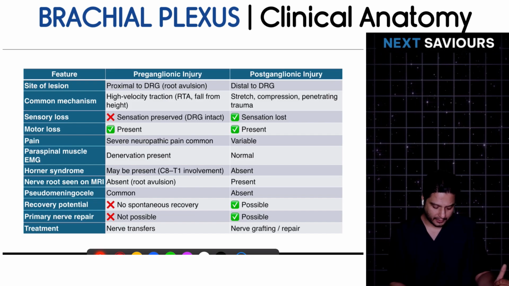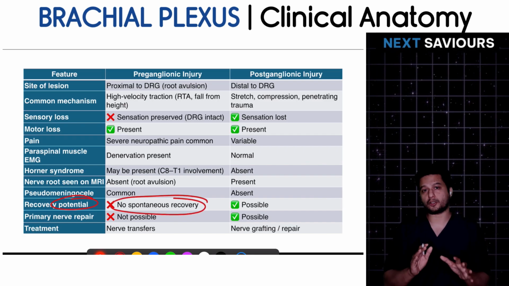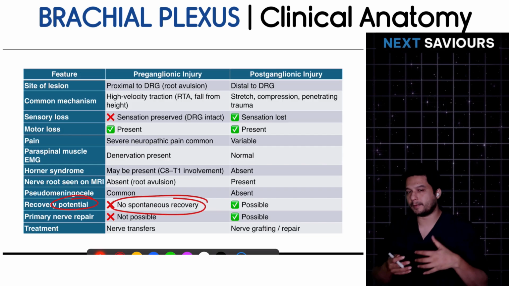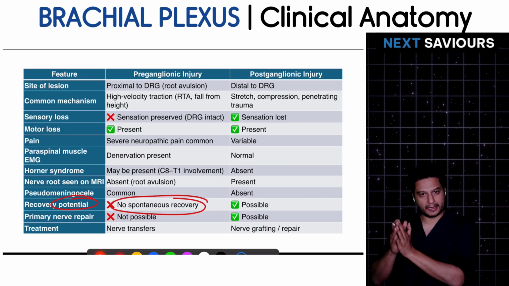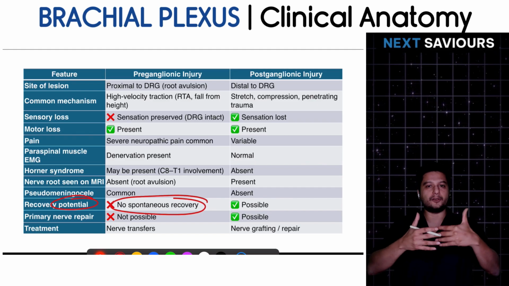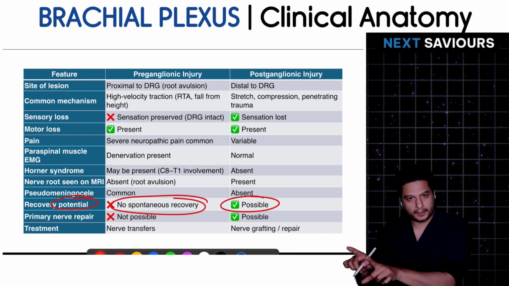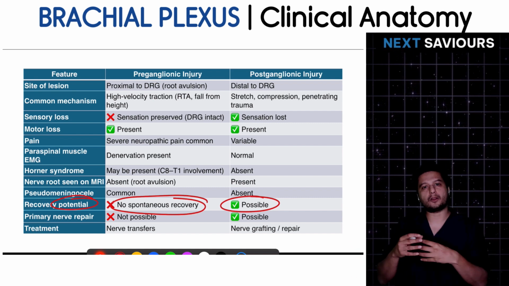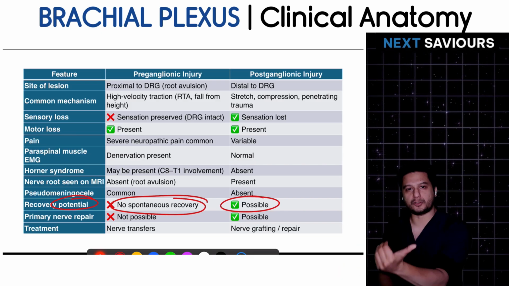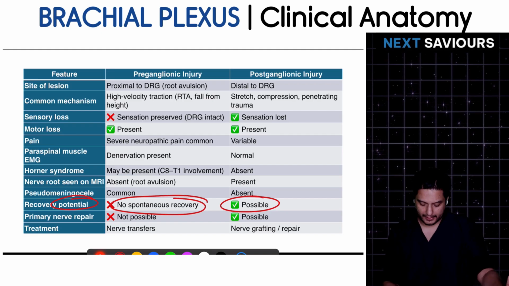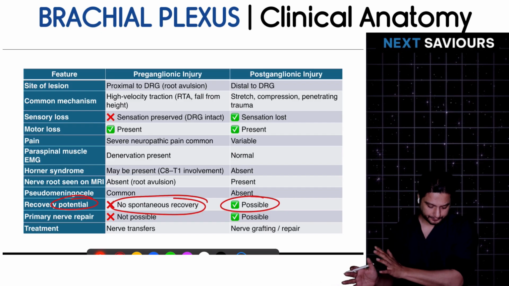As far as potential recovery is concerned, as you know, no spontaneous recovery is documented for preganglionic injuries to the brachial plexus because it is considered to be a highly significant injury to the brachial plexus, leading to the avulsion, leading to the disconnect. While if the injuries are of axonotmesis type, or of Sunderland type 2 or type 3, then spontaneous recovery is possible in case of postganglionic injury. It does not mean that it will happen all the time.